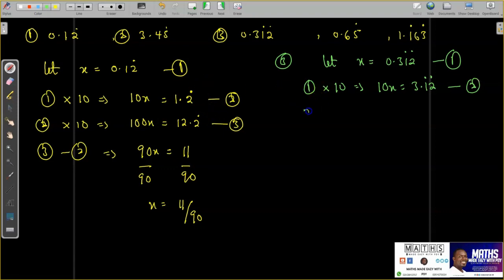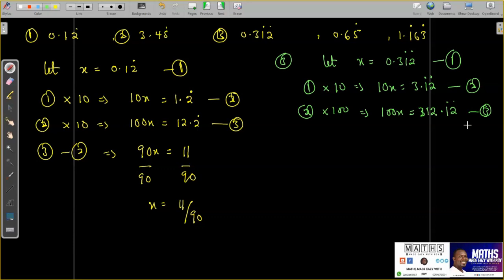So equation number 2 by 100. This time two digits are recurring, that's why we are multiplying through by 100 to move the two digits which are recurring. Please take note. That will be giving us 100 by 10x, which is 1000x, equal to 100 by 3.12 recurring, which gives us 312.12 recurring. And that is equation number 3. Does it make sense? Yes, please. Can I move forward?